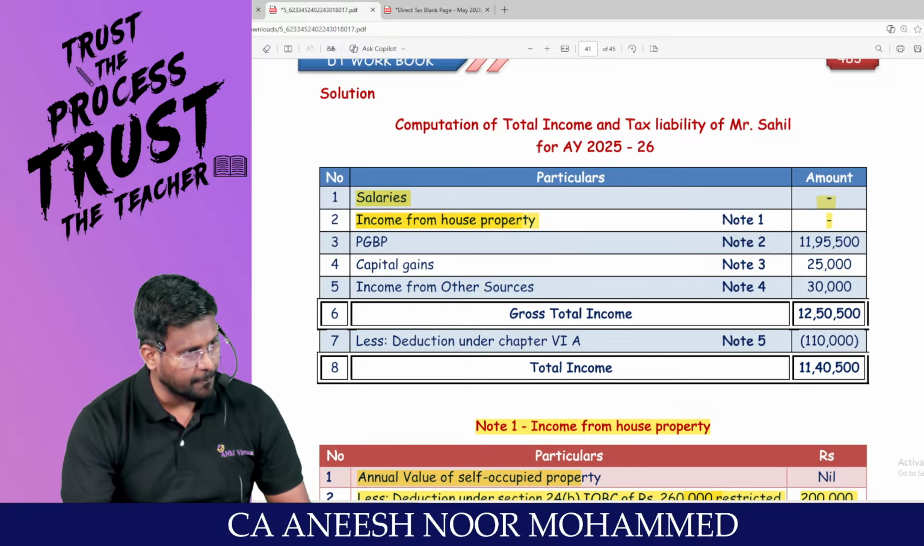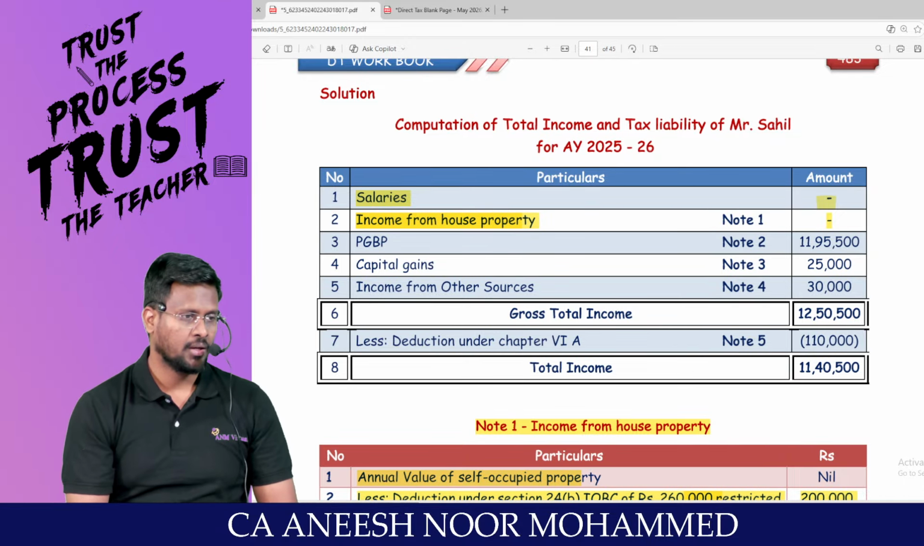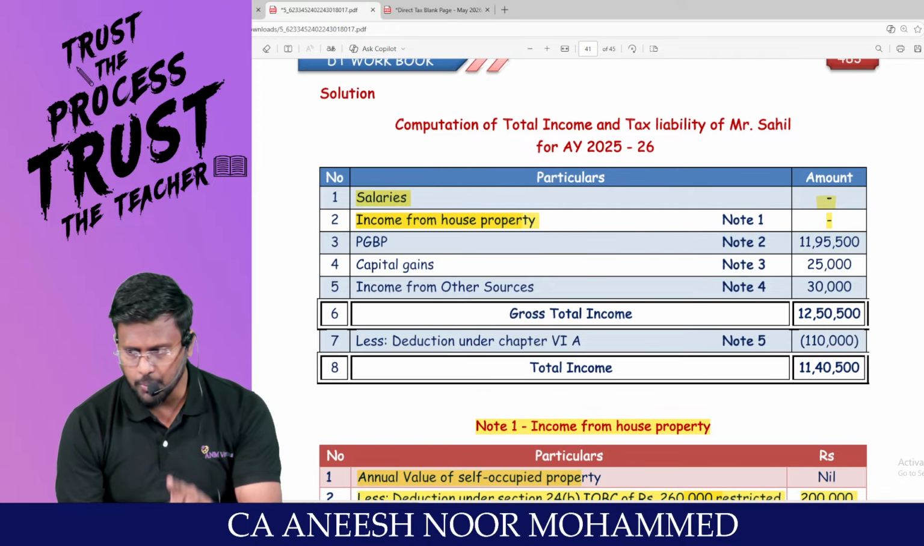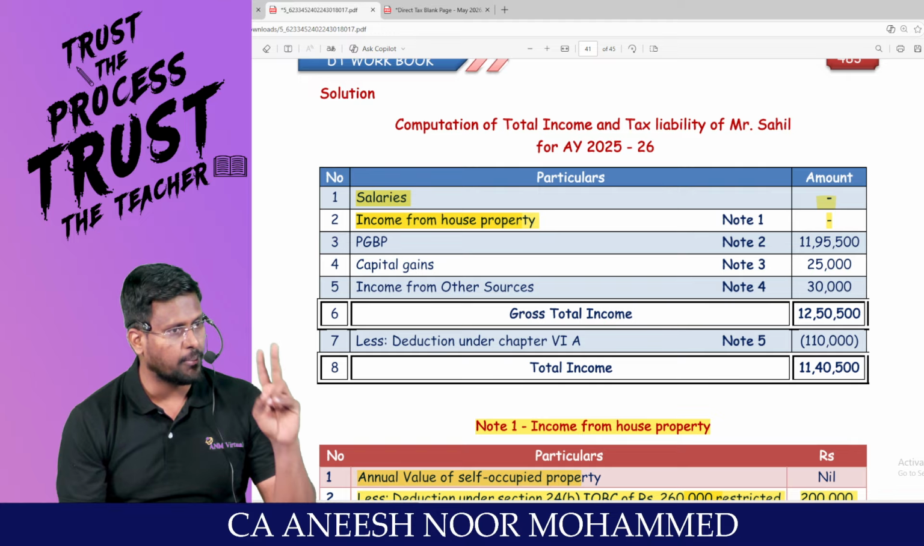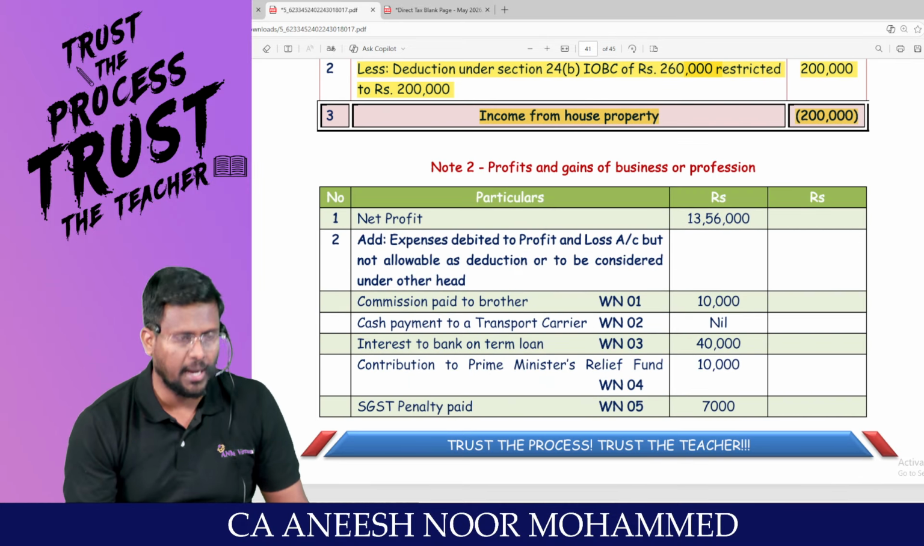Are you all really with me? Sir, they would have done set off and carry forward. Wait. Because for loss from house property, inter-head adjustment is possible up to an amount of 2 lakh. Let me check with PGBP. Sometimes that would have happened.